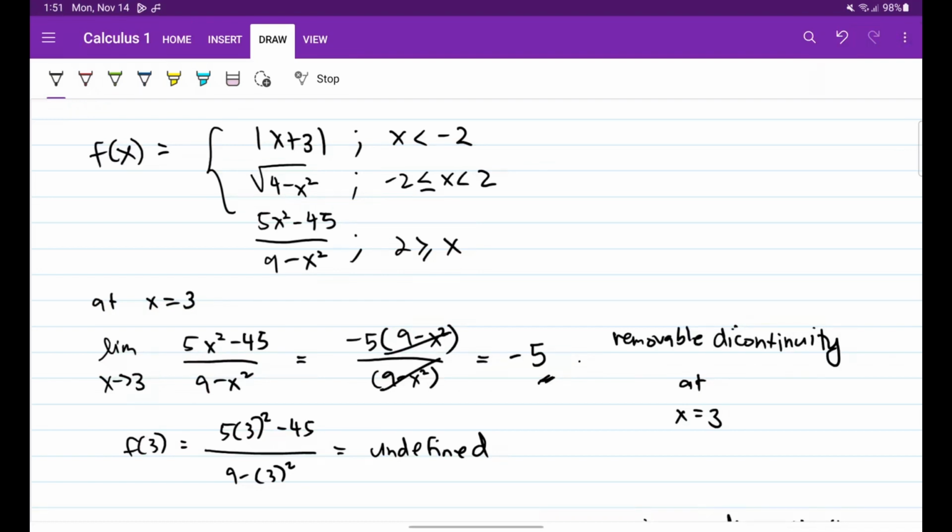So we checked the continuity at x equals -2, 2, and 3, and we also classified the type of discontinuity. So see you in the next video.